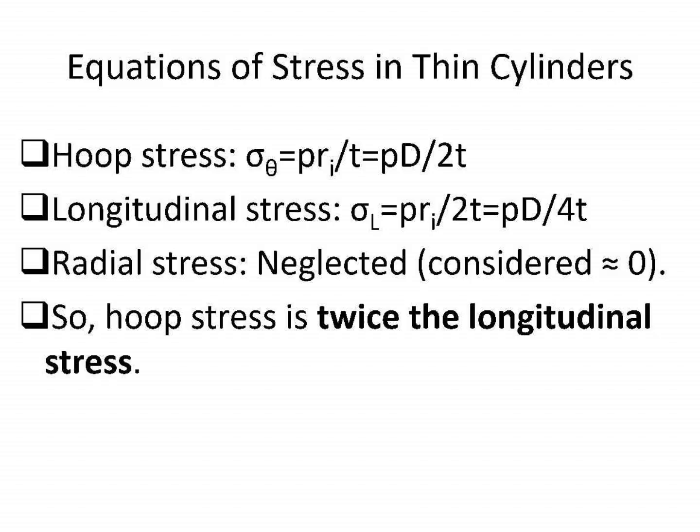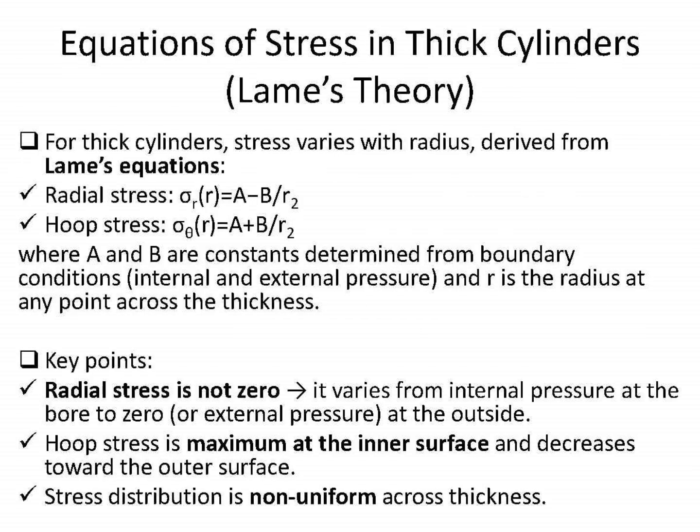Slide 10. Stress in thick cylinders using Lame's theory. For thick cylinders, stress varies with radius and must be analyzed using Lame's theory. Radial stress is expressed as a constant minus another constant divided by radius squared. Hoop stress is expressed as a constant plus that same term. These constants are determined using boundary conditions.